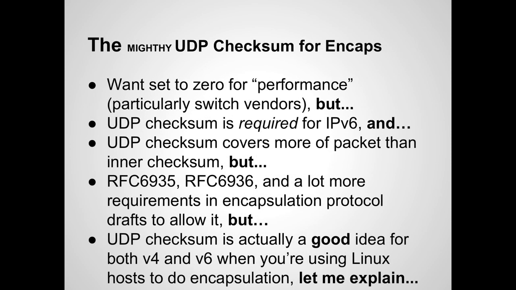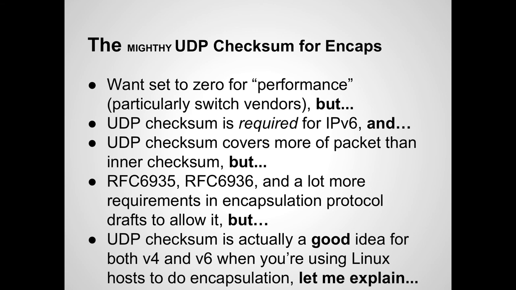There's a pretty good story on the UDP checksum and encapsulation, both in Linux and in standards bodies like the IETF. Most switch vendors want to use zero checksums because switch hardware typically doesn't have the functionality to support checksums. However, they do want to terminate tunnels and UDP encapsulation so they can switch packets between tunnels. However, according to IPv6 standards, the UDP checksum was required. And the reason it's required is because, unlike IPv4, IPv6 does not have a header checksum.